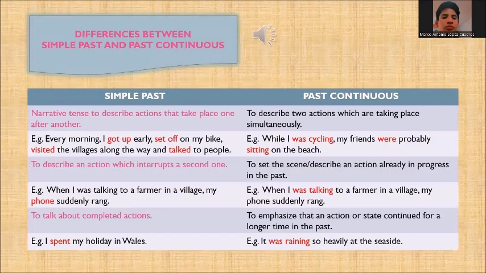The simple past and the past continuous are used to express actions in the past. However, each has a different function. The chart below provides an overview of the differences between them. The simple past is a narrative tense to describe actions that take place one after another. For example, every morning I got up early, set off on my bike, visited the villages along the way, and talked to people. It is used to describe an action which interrupts a second one.